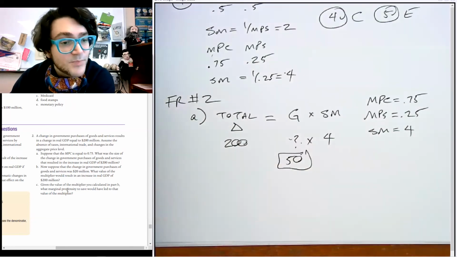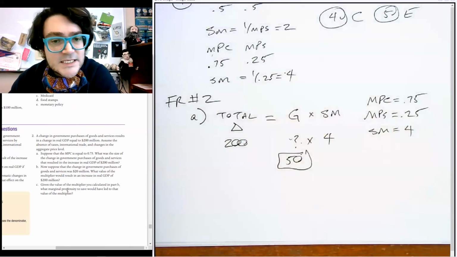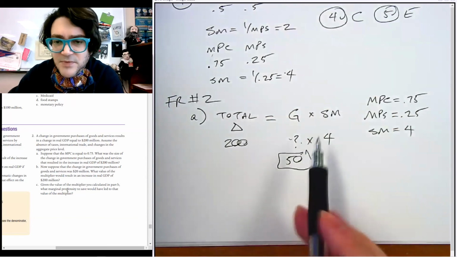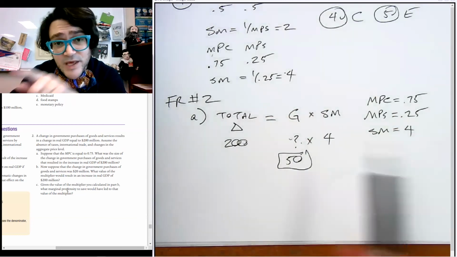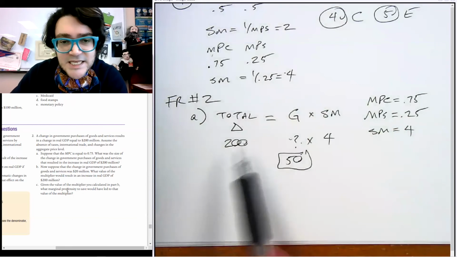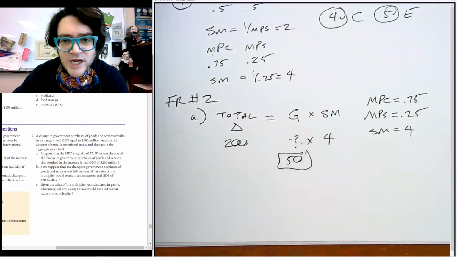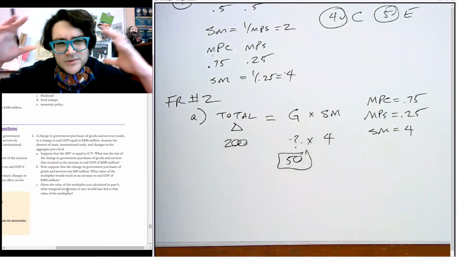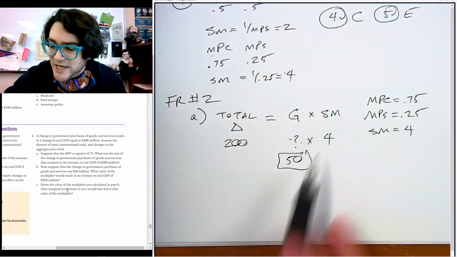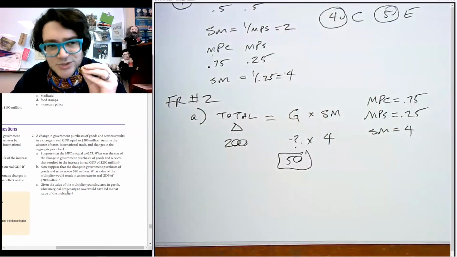All right, part B. You will definitely be asked to do this on the test, and students screw it up all the time. So I'll tell you the mistake that they make, so you won't make it: they take the 200 and multiply it by 4 and get 800. And I'm like, no, you multiply the initial change, right? The initial change.